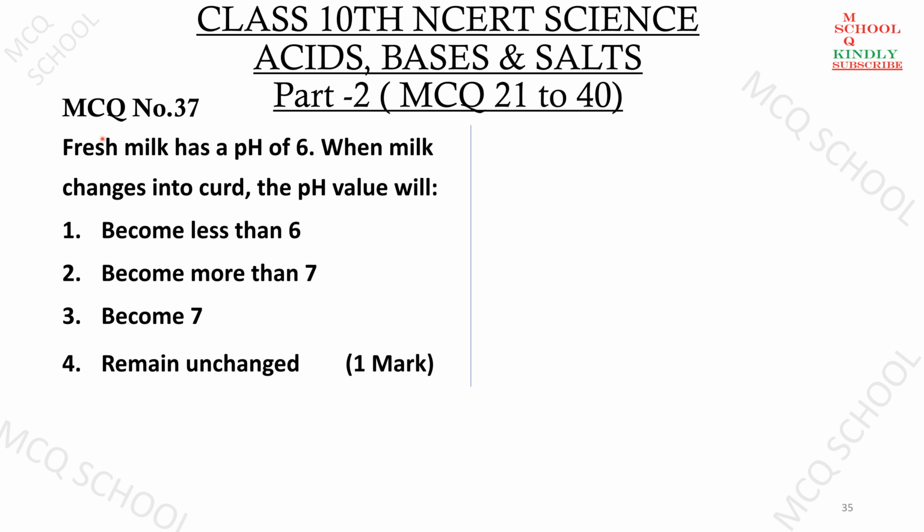MCQ number 37. Fresh milk has a pH of 6. When milk changes into curd, the pH value will be, options are 1, become less than 6, 2, become more than 7, 3, become 7, 4, remain unchanged. What is the correct answer as per you?